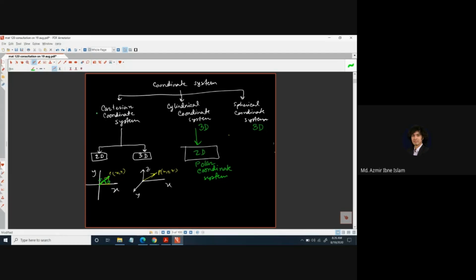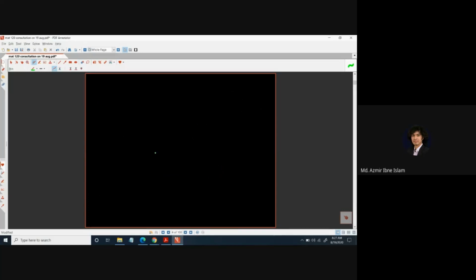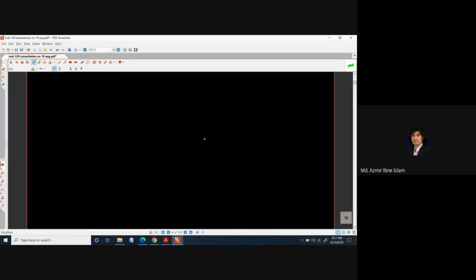So for now, we are starting from Cartesian coordinate system, and gradually you will get to know about cylindrical and spherical coordinate system. But remember, these two are very important. Cartesian in 2 dimension, Cartesian in 3 dimension. So now let's have a look at the double and triple integral.